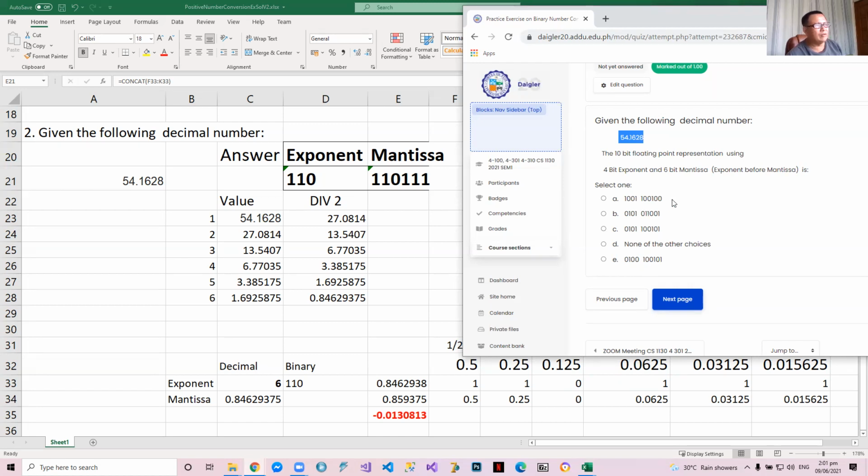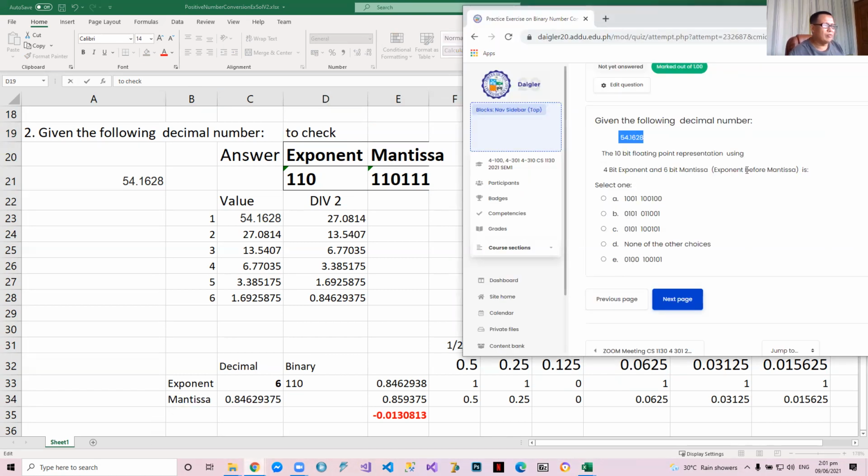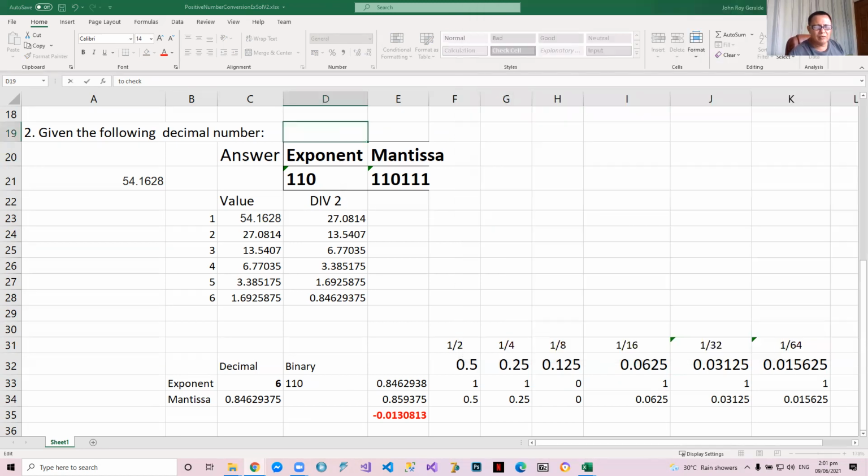Okay, so it's a none of the above, no? Let me check the answer for this. Okay, 54.6128. Our answer for this is wrong, no? Anyway, just go on with this. The correct answer is 110. Let me check my other one before.